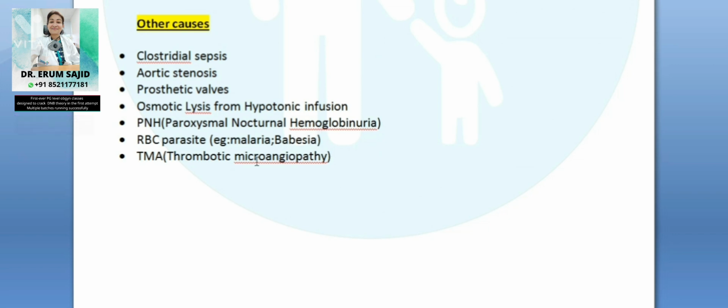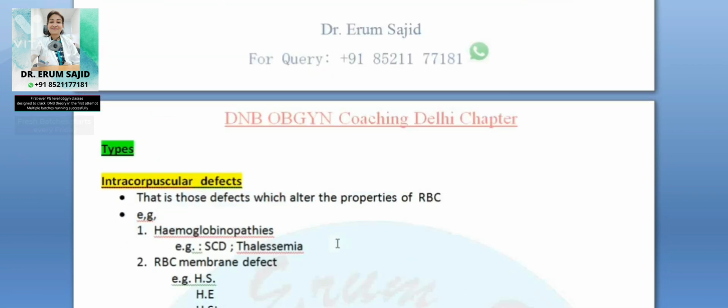And of course, like I spoke about thrombotic microangiopathy, in which you have the thrombus being made inside the vasculature, and because of that bottlenecking, the RBCs lyse.